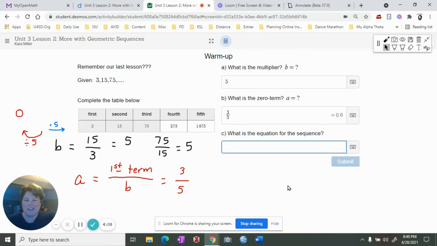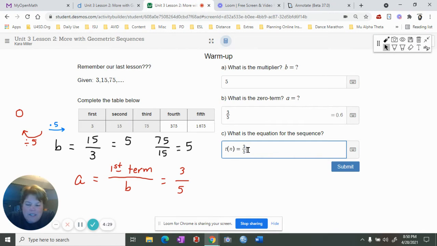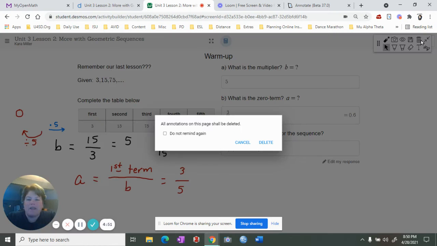Then it's cleaner, okay? So we write our equation T of n, because we are talking about a sequence rather than a function. T of n equals our A value, 3/5, times our B value of 5 to the nth power. Again, you are welcome to use 0.6. That works as well. But that is our formula.